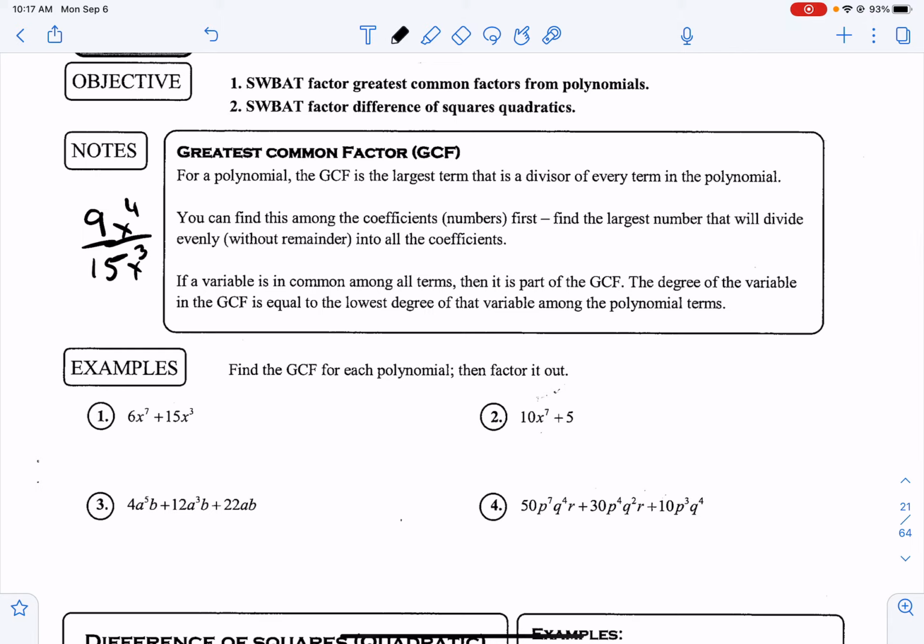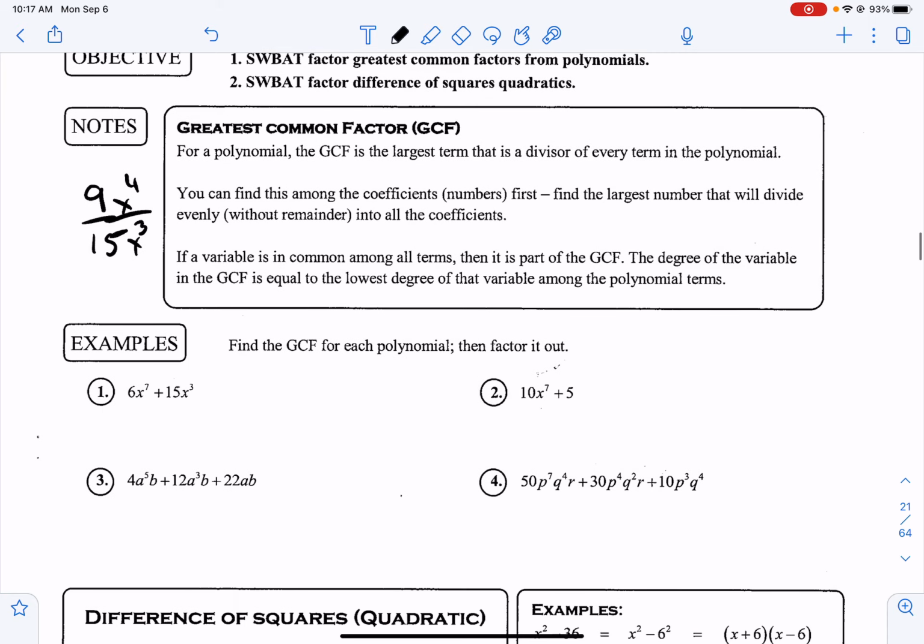Now it's a little bit different because you don't just have a 9 over 15. If you look at example 1 right here, you have a 6x to the 7th and a 15x to the 3rd. And you are looking for the greatest common factor so that you can factor it out. So let's just go through. There's a couple of steps here that we're going to go through, and we're going to jump right into example number 1.